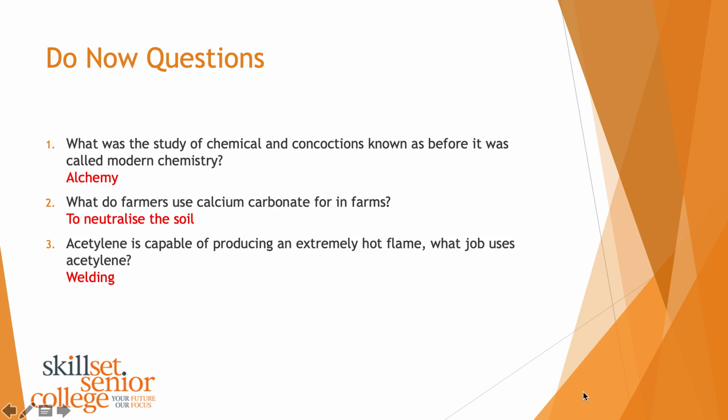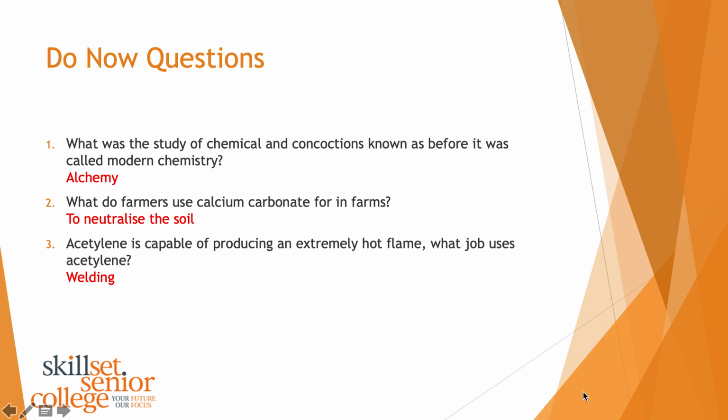What do farmers use calcium carbonate for in farms? They use it to neutralise the soil. I'm going to be talking about that a little bit more today. What do I mean by neutralise? Neutralising what? And acetylene is capable of producing an extremely hot flame. What job uses acetylene? And the answer was welding.